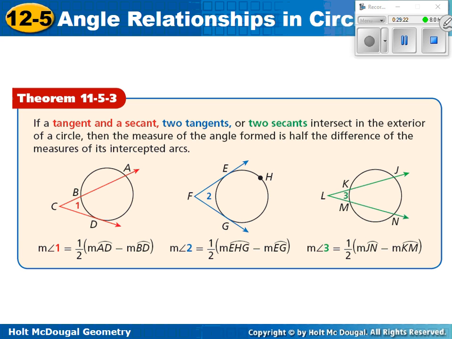Okay, and so there's just 4 rules for angles. If it's at the center, they're equal to the arc. On the circle, half the arc. Inside, add them and take a half. Outside, subtract them and take a half. Let's practice. Any questions before we work some examples? All right.